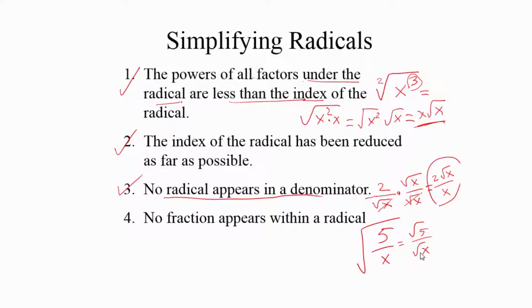Get rid of the square root in the denominator: multiply by square root of x over square root of x. This one and this one would give you x. And square root of 5 times the square root of x would be the square root of 5x. Now you're done. So in simplifying the radical, you have to remember these 4 rules or laws of simplifying radicals. Very important.